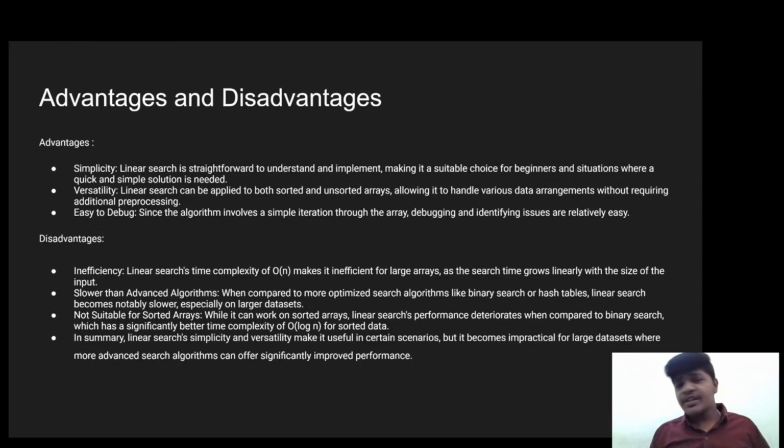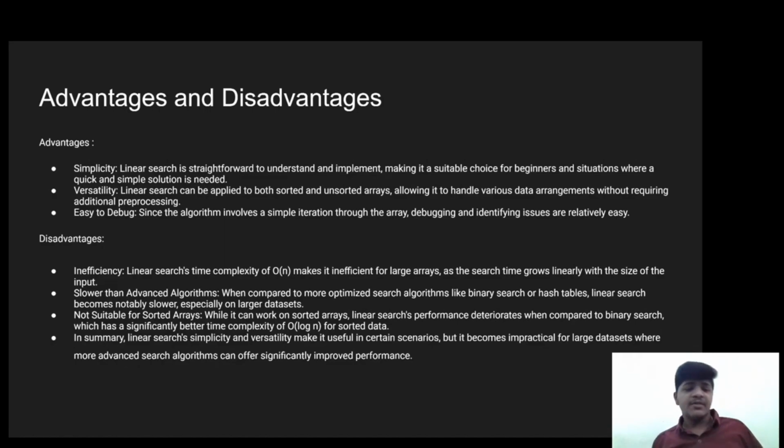Let us discuss some advantages and disadvantages of linear search. First, advantages. First of all, simplicity. Linear search is straightforward to understand and implement, making it a suitable choice for beginners and situations where a quick and simple solution is needed. Next, versatility. Linear search can be applied to both sorted and unsorted arrays, allowing it to handle various data arrangements without requiring additional pre-processing. It is easy to debug. Since the algorithm involves a simple iteration through the array, debugging and identifying issues are relatively easy.